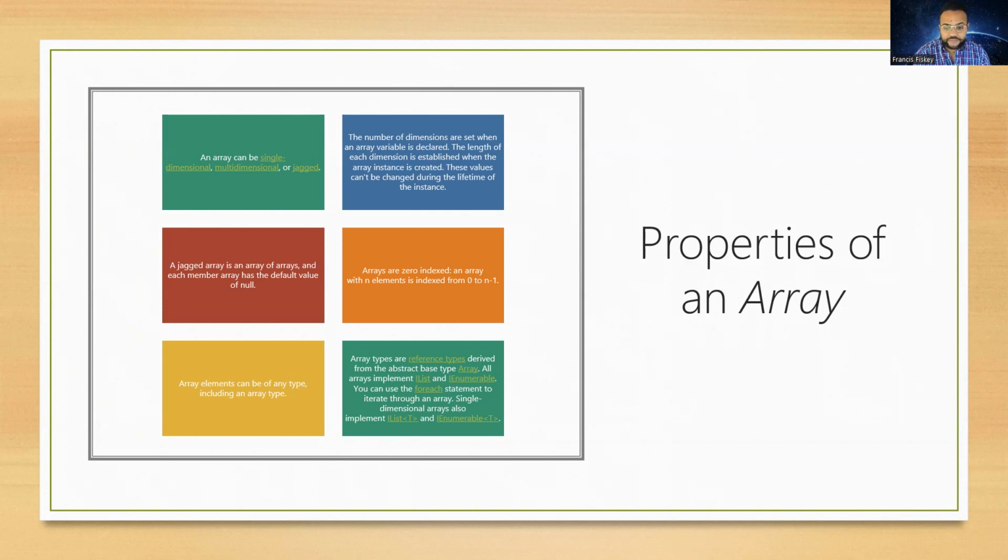Arrays can be of any type, including an array type, but an array can only be of one type. I'm going to say that again. Array elements can be any type, including an array type, but the array itself can be only one type. So what do I mean by that? Well, I cannot store multiple different data types in the same array. This is one of the drawbacks to using arrays. This is something that we all kind of poo-poo, but you cannot store multiple data types in an array.